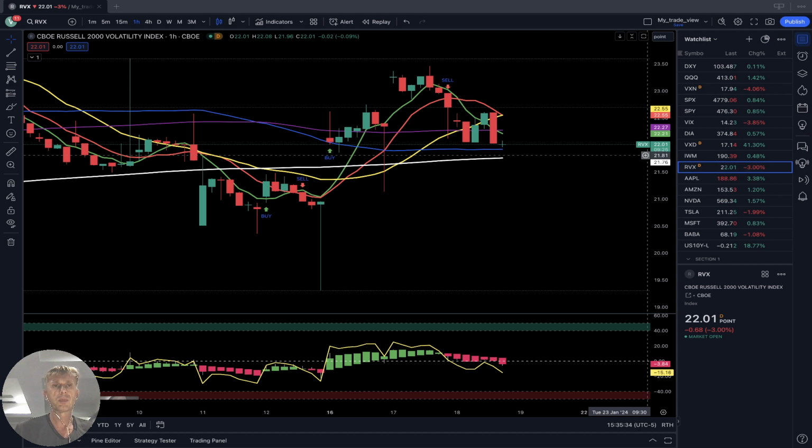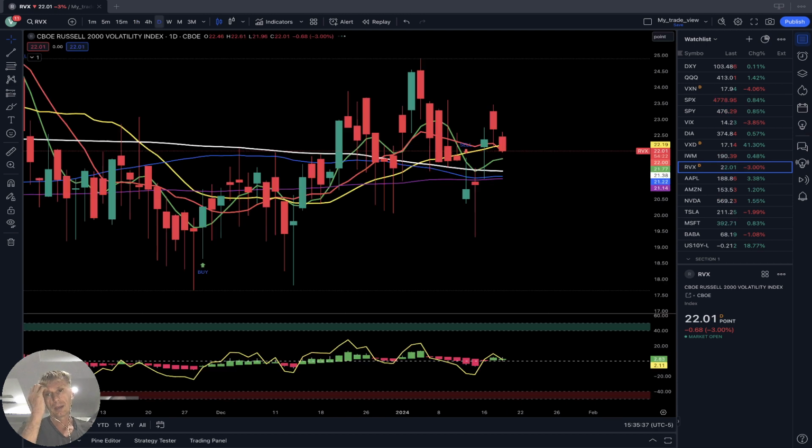RVX minus 3%. Russell 2000 volatility index. Yeah, still bearish, but still last bar above SMA 200. It's kind of lower than below SMA 20, but it's still above 200.